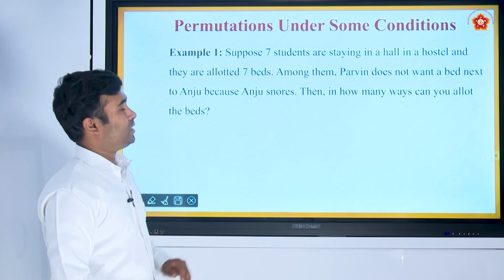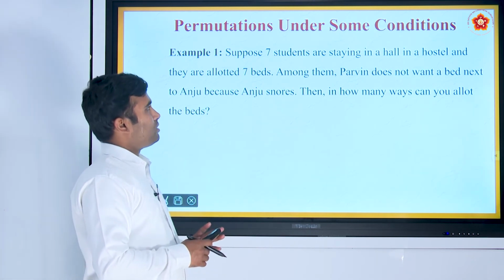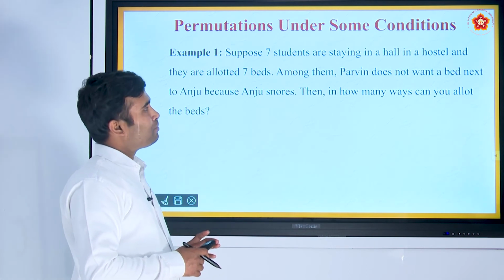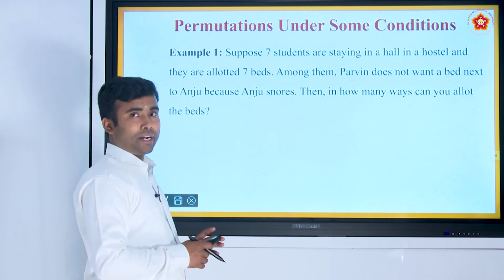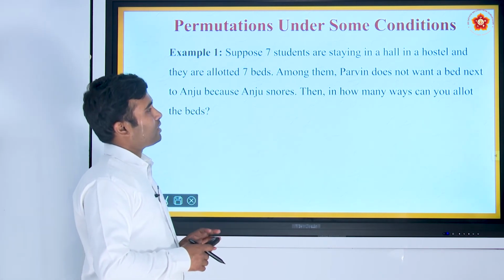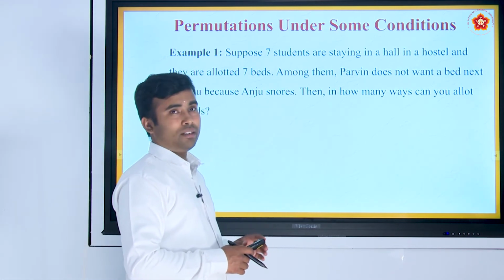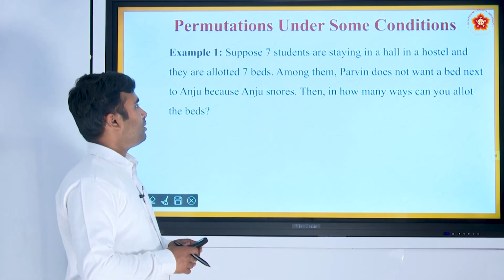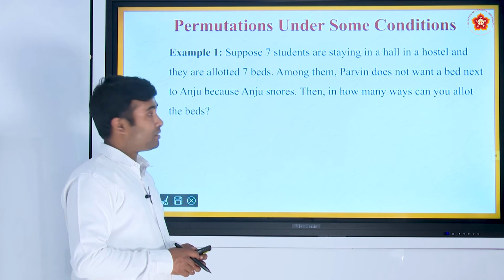Okay, so let's see this particular example. Suppose 7 students are staying in a hall in a hostel, and they are allotted 7 beds. So there are 7 students, 7 beds. Let's see what the condition is here. Among them, Parvin does not want a bed next to Anju because Anju snores. Then in how many ways can you allot the beds?